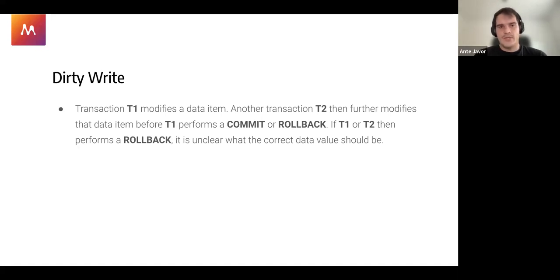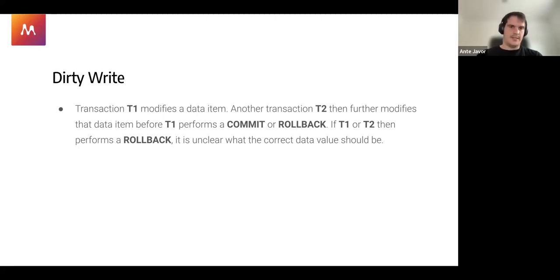Why does this happen? Because T1 modifies the data item and then T2 again modifies the data item, and you lose the data from when T1 modified something. And if you want to perform a rollback, you're not sure what you're going to roll back to or what you're going to return.